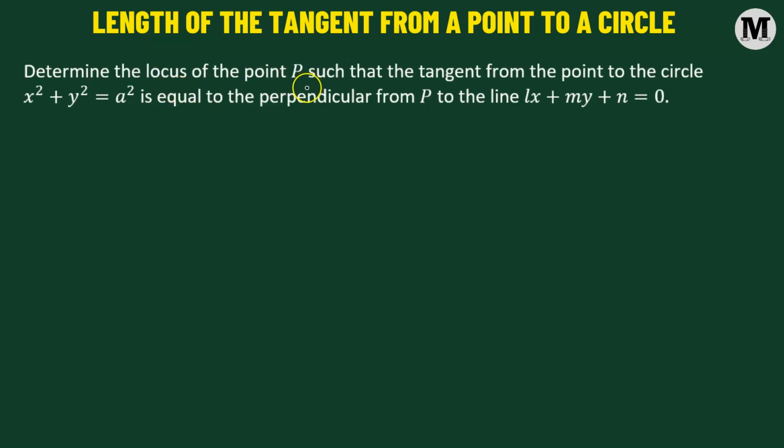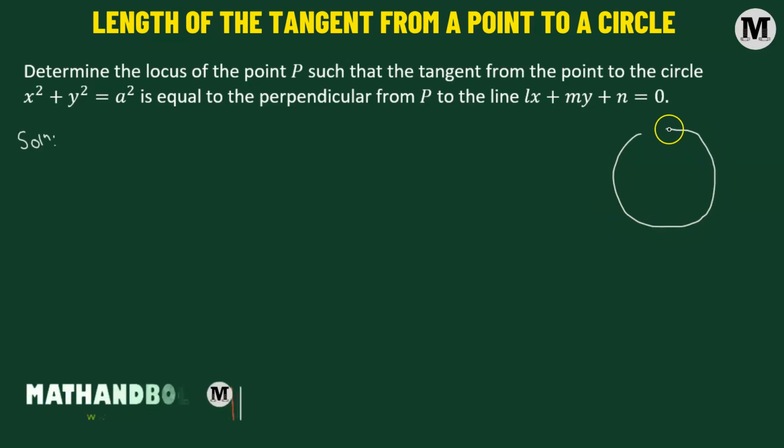Determine the locus of the point P such that the tangent from the point to the circle x squared plus y squared equals a squared be equal to the perpendicular from the same point to the line lx plus my plus n equals 0. Let us begin. So here we have a circle.